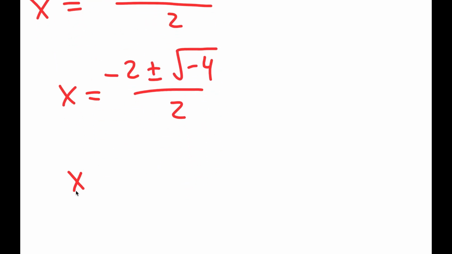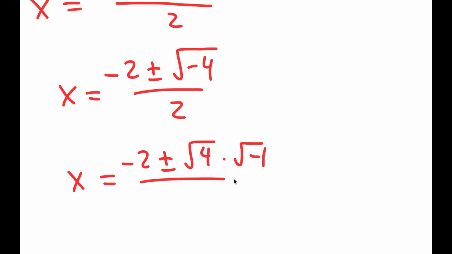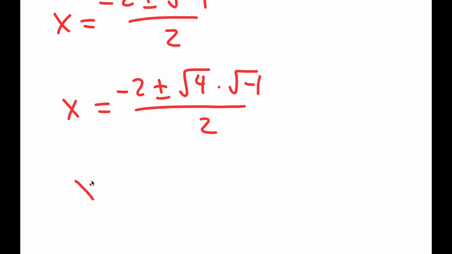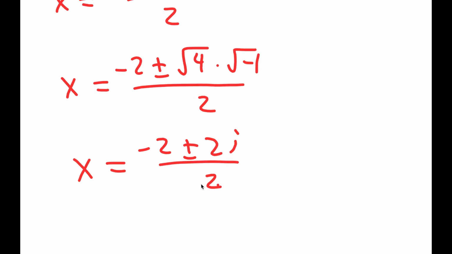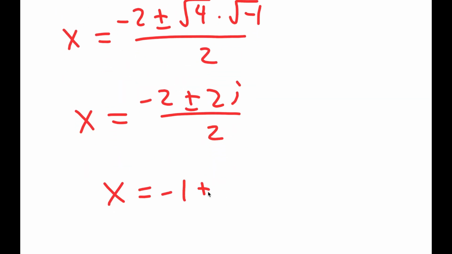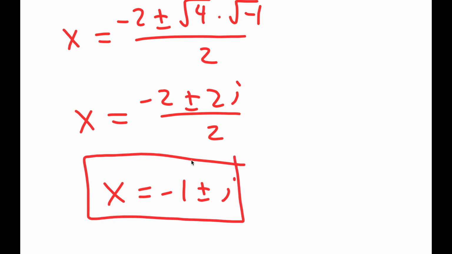And the square root of negative 4 I can rewrite as the square root of 4 times the square root of negative 1. The square root of negative 1 is i, so I get negative 2 plus or minus, well, the square root of 4 first is 2, and then 2i over 2, which is equal to negative 1 plus or minus i, after we divide both terms by 2. So these are two solutions.